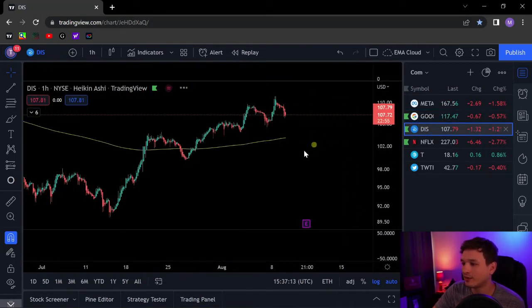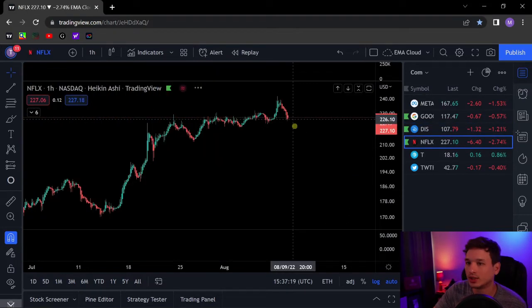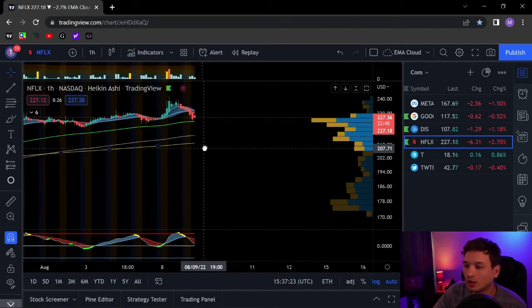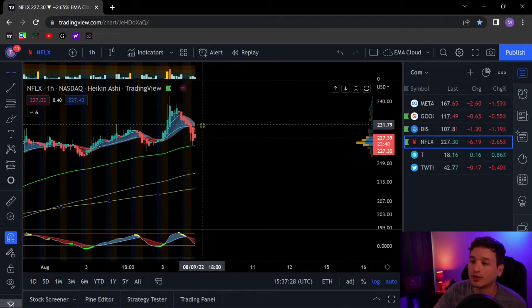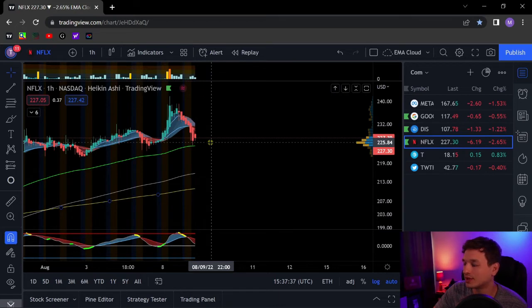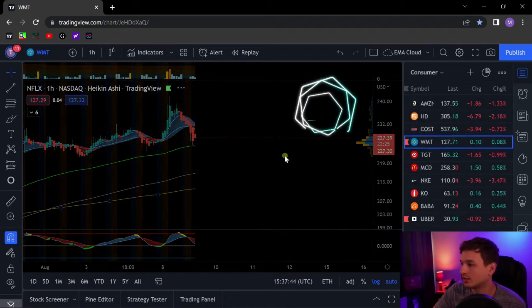Disney and Netflix more or less are in the same spot as Google. They're acting very similar right now on the 1 hour. And so right here you can see, if we zoom in, we had a bounce off of this 50. It's coming up. So if you're looking at short, you're looking for a lower high, maybe something around here or here, and then come back down. If you break that 50-day moving average, you're also breaking through all of this support right here at 225.